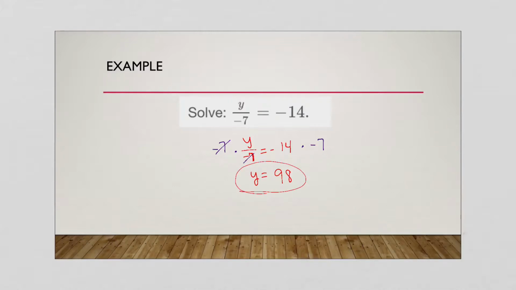Now, ask yourself, is that the correct answer? Well, let's try it out. Let's put 98 in where we see y, right there. So I've got 98 divided by negative 7. Is that equal to negative 14? And I get negative 14 is equal to negative 14. That is a true statement, so I know that this answer is correct.